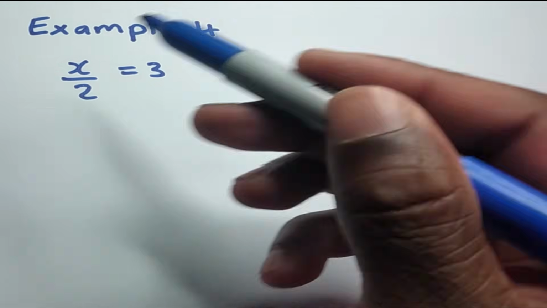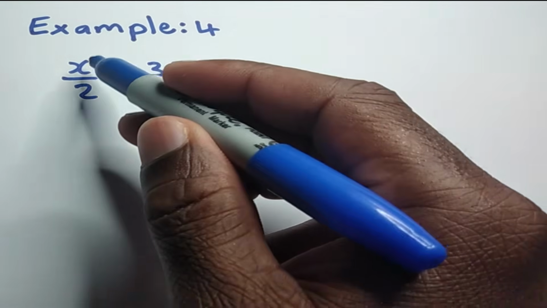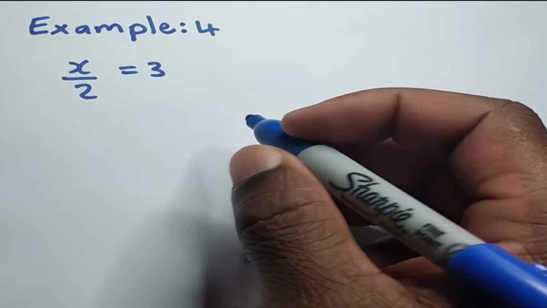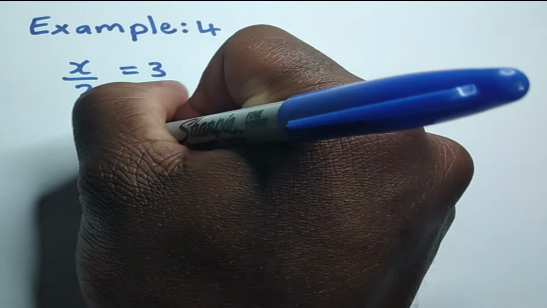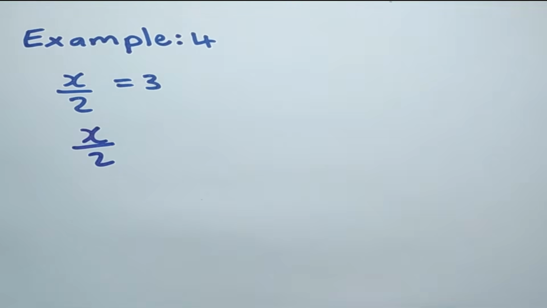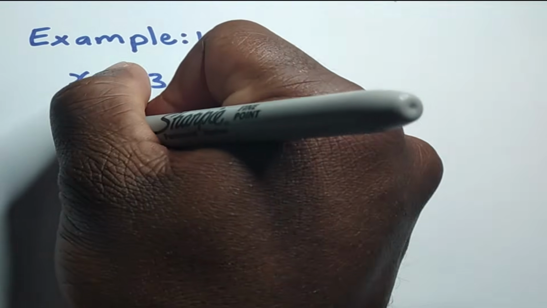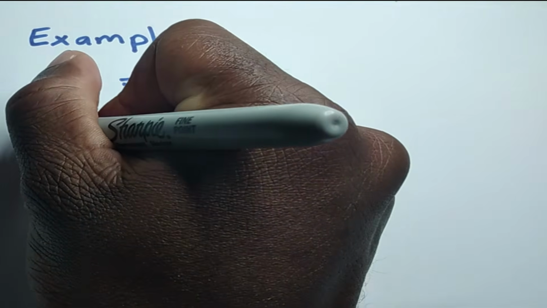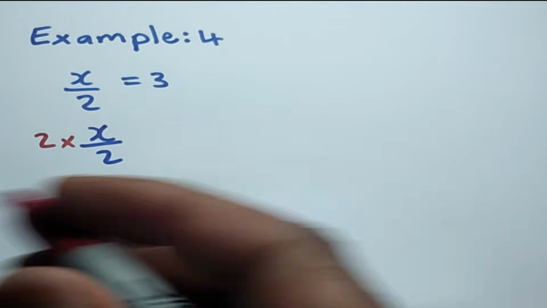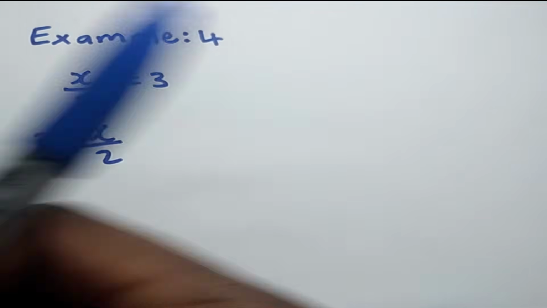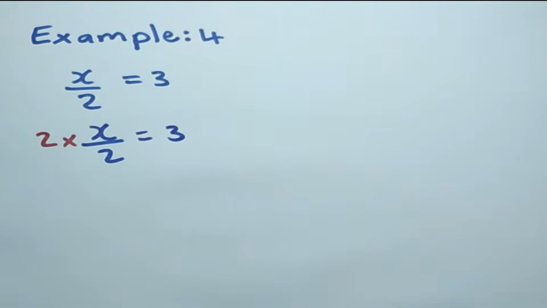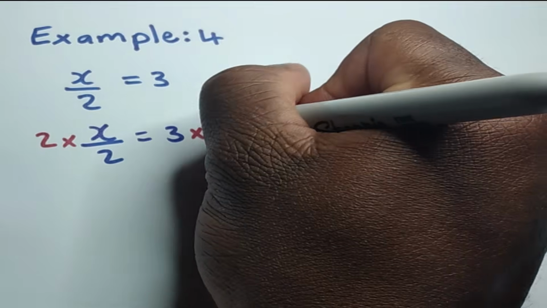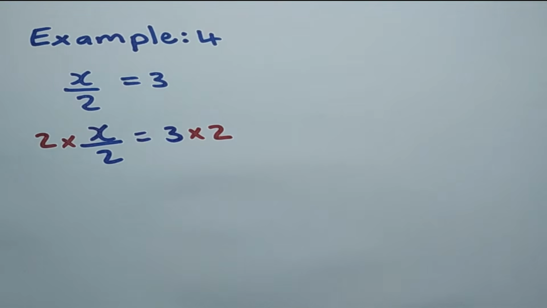To remove the 2, because the whole aim of this is to get the x on one side of the equal sign by itself, we can do the opposite of that operation. So here we have x over 2. If we want to do the opposite of division, that would be multiplication. So we'll multiply by 2. And whatever we do to one side, we are required to do the same thing to the other side to keep the equation balanced. So we'll multiply over there by 2 also.